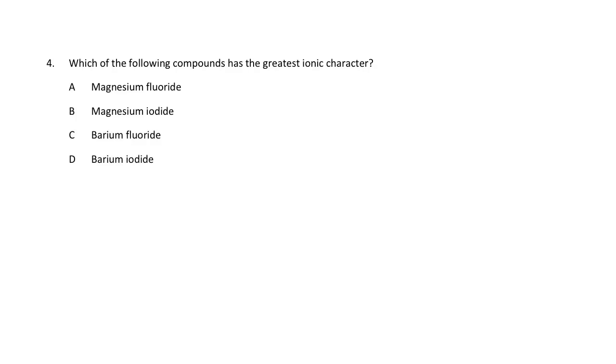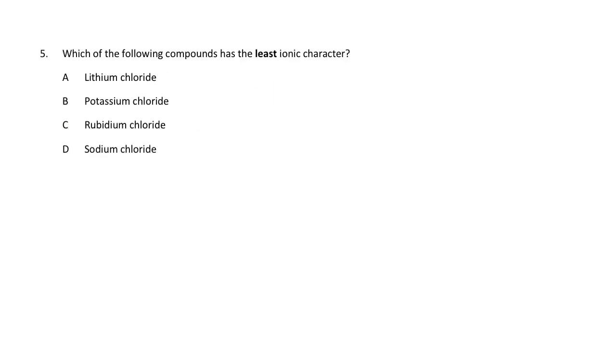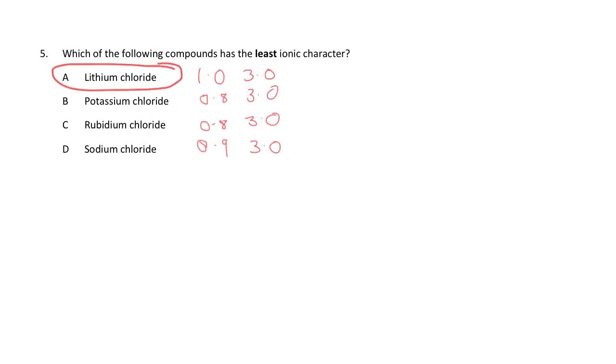Question 4, which of the following compounds has the greatest ionic character? So we're looking for the greatest difference in electronegativity. So we get our values from the data booklet, and we can see that the biggest difference will be between barium and fluorine. That's the one with the greatest ionic character. Question 5 is looking for the least ionic character, so the smallest difference in electronegativity. Least ionic character is the least difference in electronegativity, and that will be with lithium chloride.